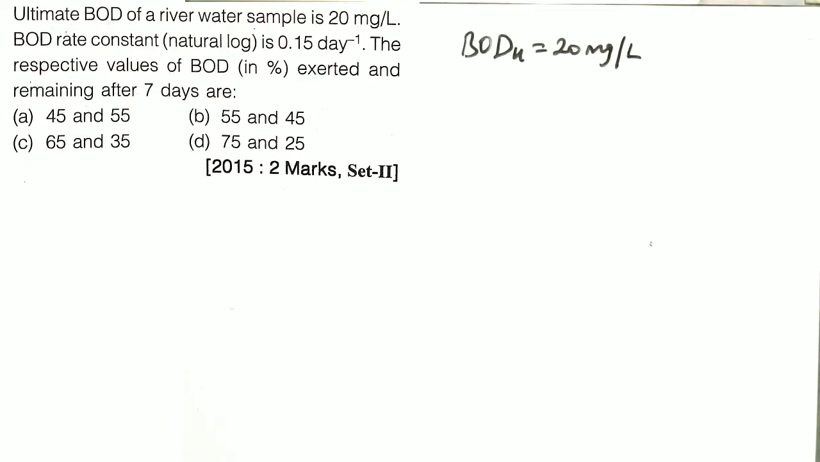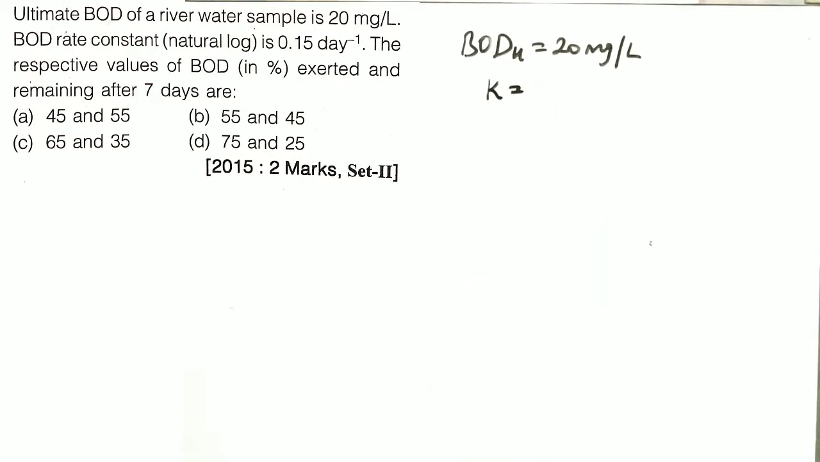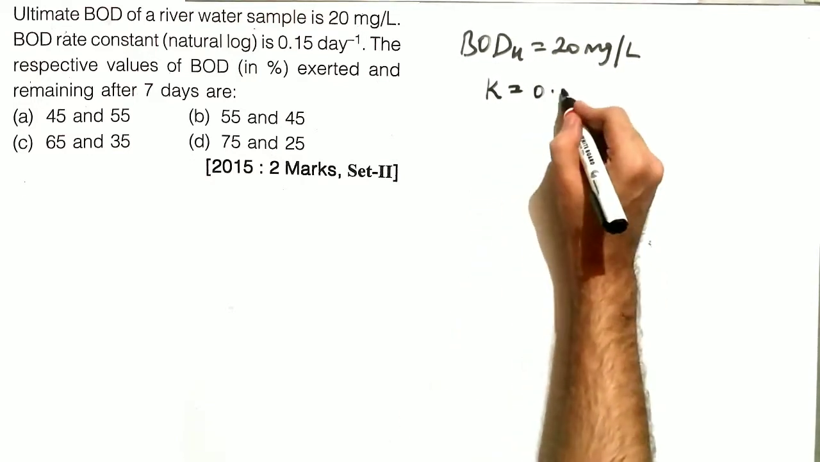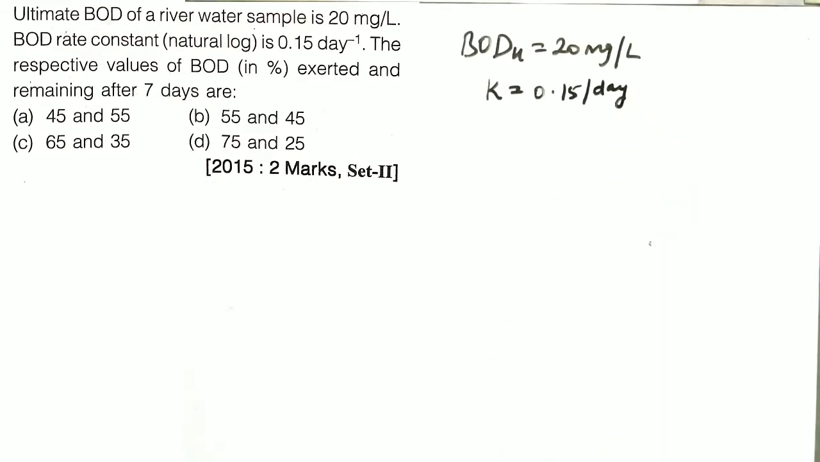And what else is given to you? You are also given the BOD rate constant as natural log. That means you are given K, not KD. It is 0.15 per day. Okay. Next point is what else is given to you? No, that's all. You have to calculate the values of BOD that is exerted, and the BOD remaining.